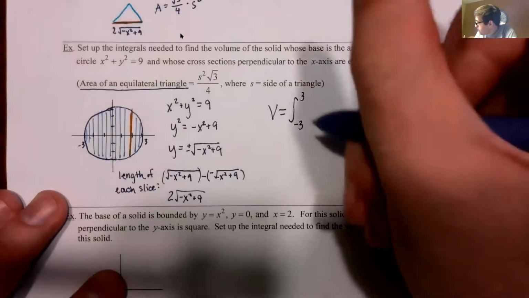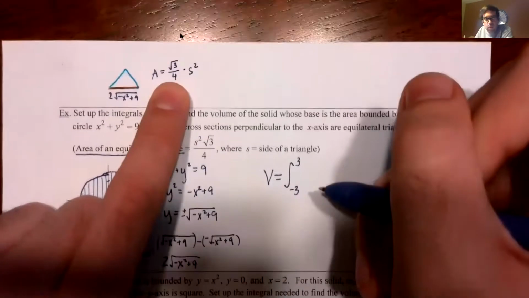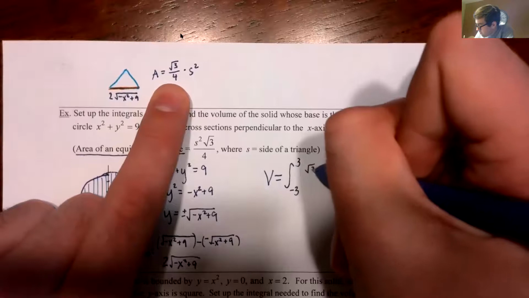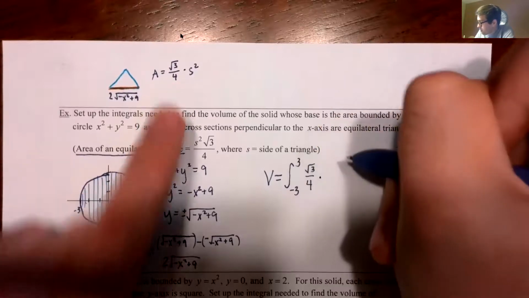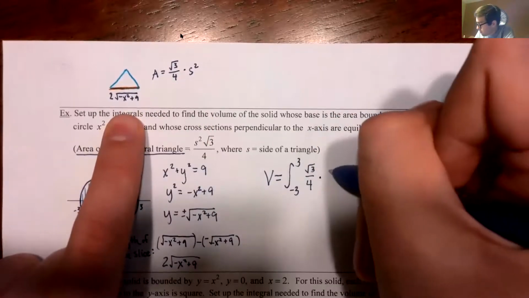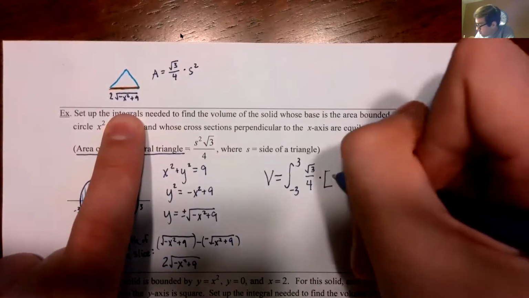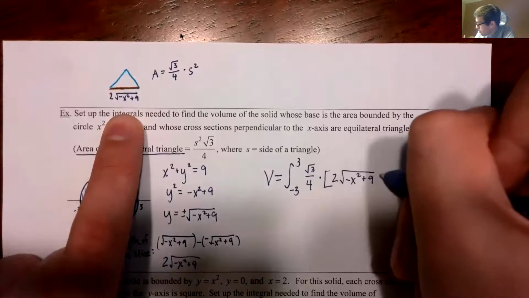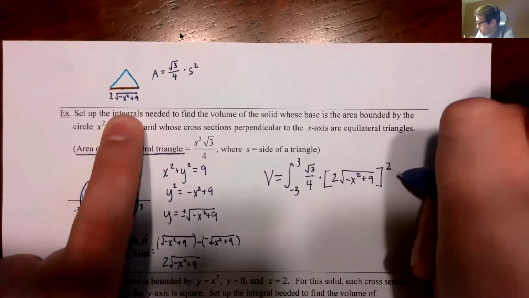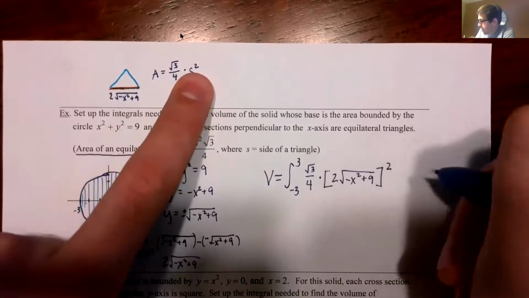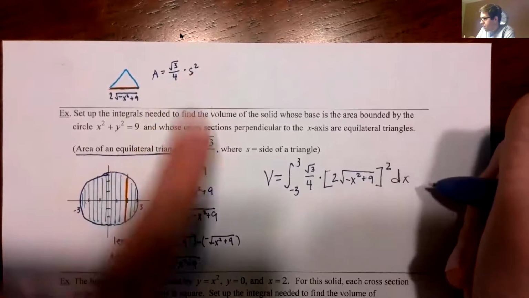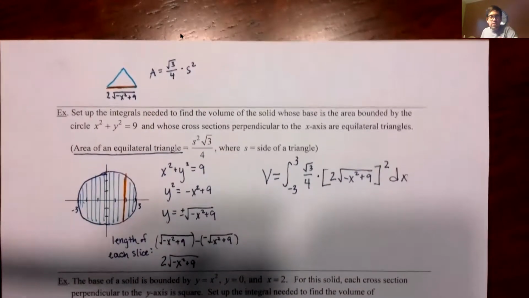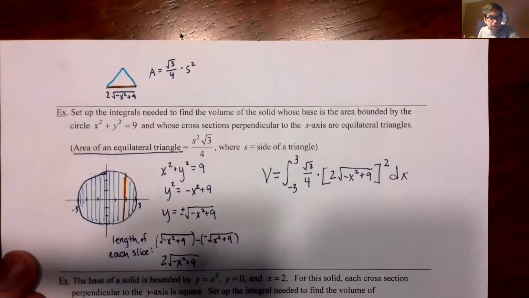And inside, we've got root 3 over 4 times the s, which is, I'm going to put this in brackets, 2 square root of negative x squared plus 9, squared, because the x was squared, dx. There you go. And this question just said, set up the integral.